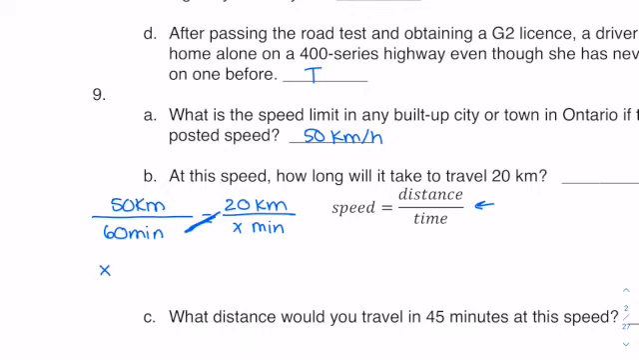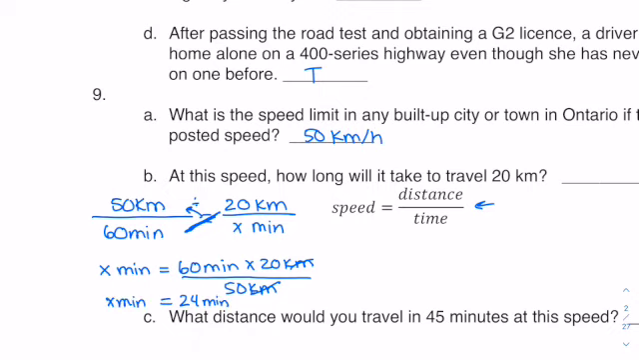So here we're going to multiply. So to get X, we're going to do 60 minutes times 20 kilometers, and then we're going to divide by the 50. Now this means our kilometers cancel out, and what we are left with in the calculator is 24 minutes. So it takes 24 minutes.